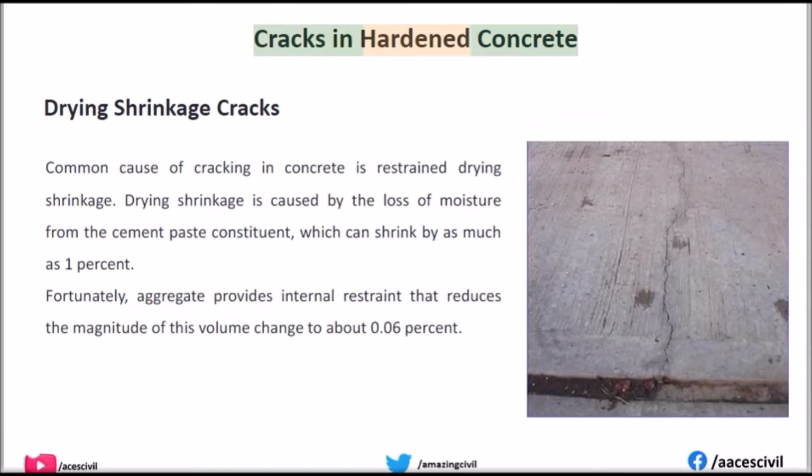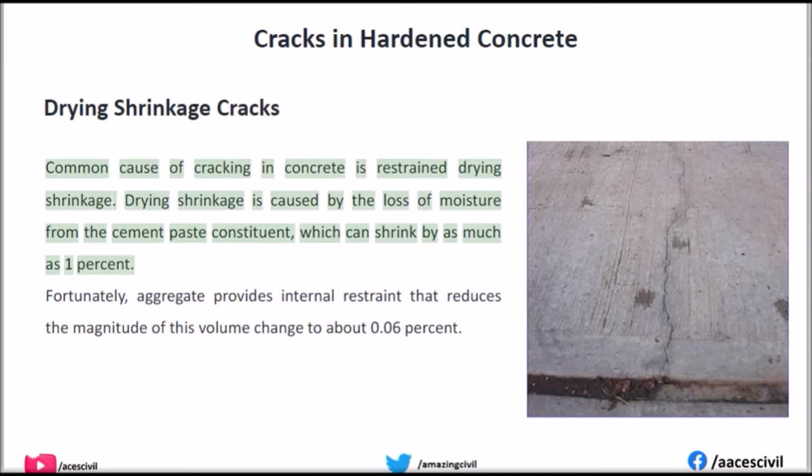Cracks in hardened concrete. Drying shrinkage cracks. A common cause of cracking in concrete is restrained drying shrinkage. Drying shrinkage is caused by the loss of moisture from the cement paste constituent, which can shrink by as much as 1%.